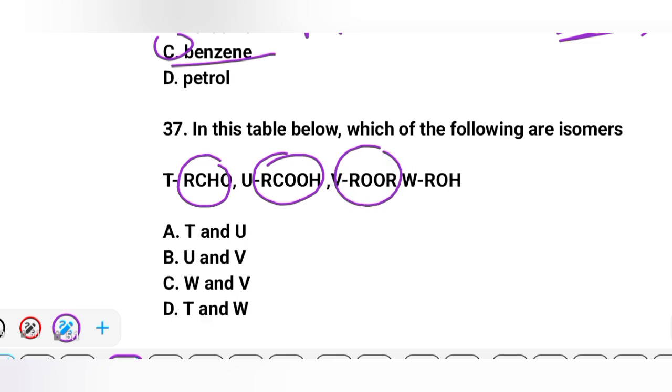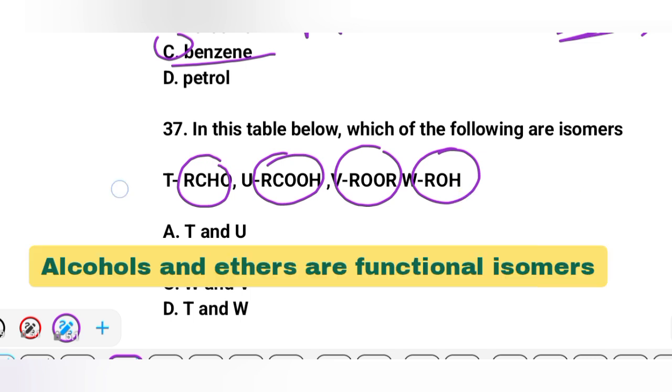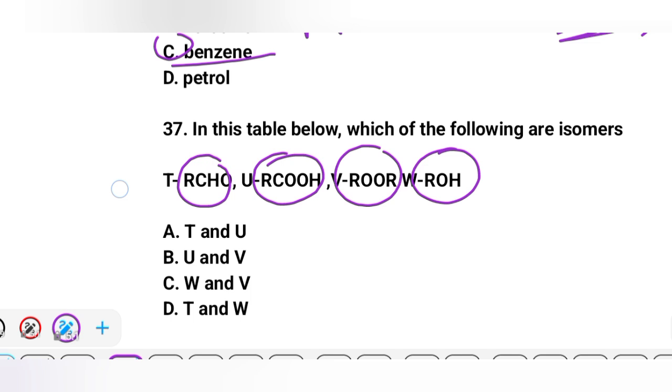ROOR prime, or ROOR, is the functional group of esters, while ROOH is the functional group of alcohols. Now, which of them are isomers? Just remember this chart: alcohols and ethers, not esters. Ethers are a different functional group entirely. They are functional isomers. They have the same formula, but they have different structures.